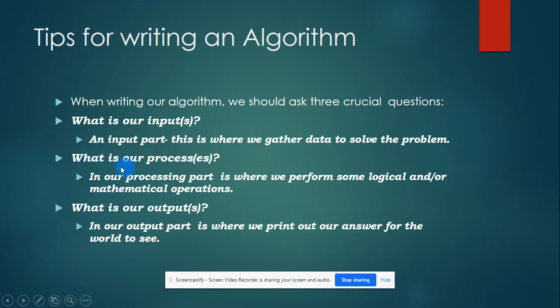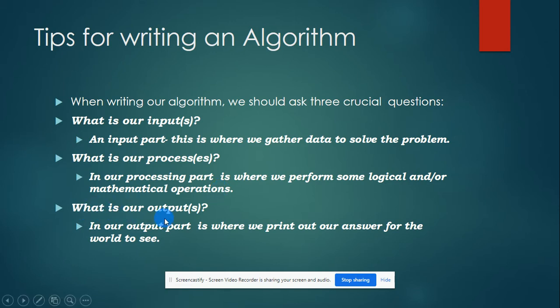Our process, what is our process? Or processes. This is another question that we need to answer. Our processing part is where we perform some logical and/or mathematical operation or operations. So for example, if I'm finding the average of two numbers, I need to get the two numbers, and then my process will be to add the two numbers and then divide by 2. All right, that's my processing part.